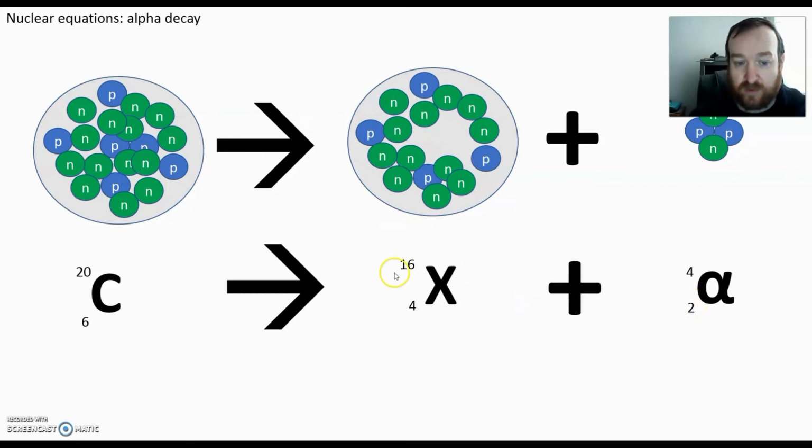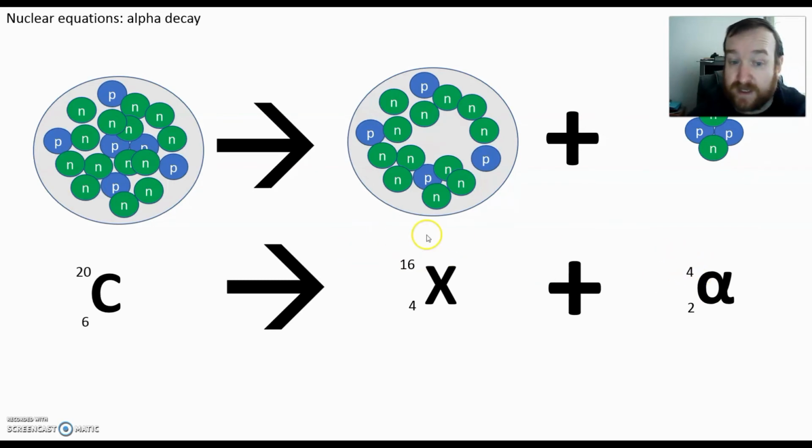I can work out what these numbers are if I know the numbers of the starting atom, and I know what type of radiation it emits. Or if I know what the starting atom is, and I know what this resultant atom has changed into, I can figure out what type of radiation it's given out. If my atomic number has gone down by 2, it's got to be an alpha particle. It's got 2 protons. If my atomic mass goes down by 4, I know it's got to be an alpha particle because it's gone down by 4.